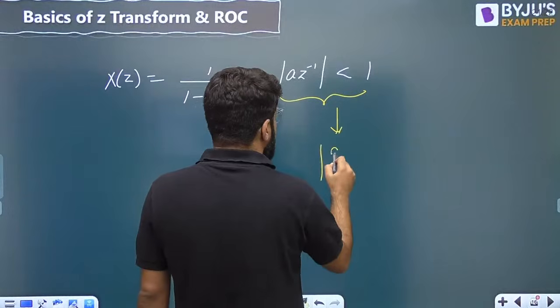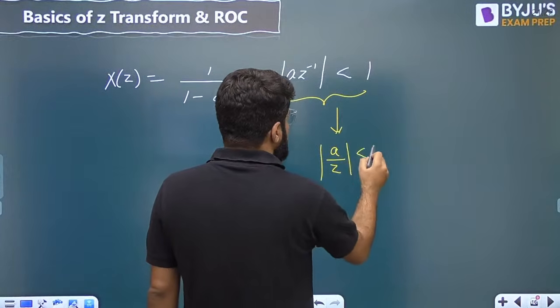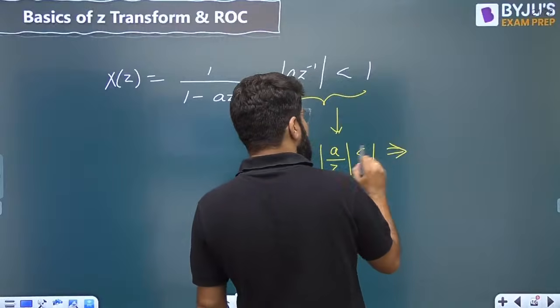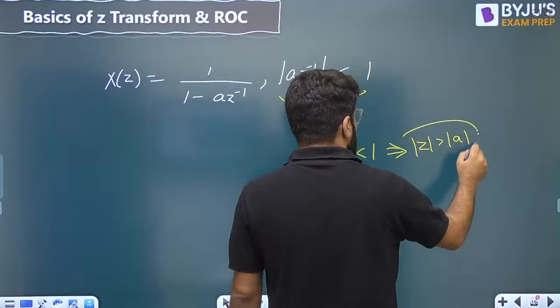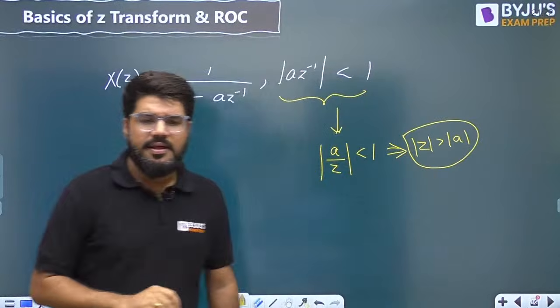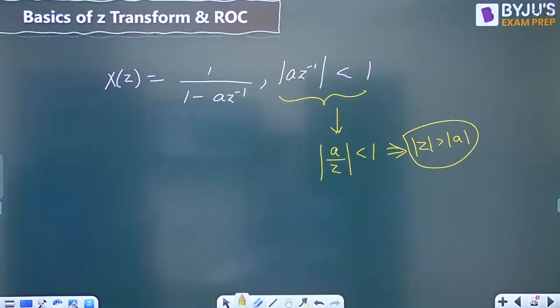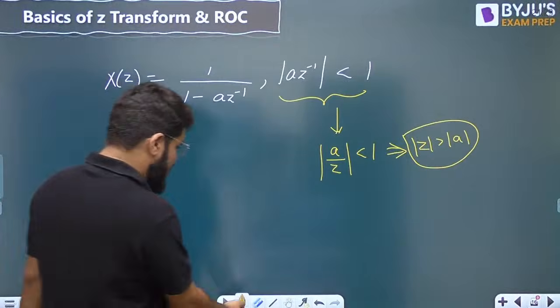Modulus of az inverse, that is modulus of a by z, should be less than 1, or vice versa. I can say mod a is less than mod z, or mod z is greater than mod a. Mod z greater than mod a. So what is the Z transform, guys? What is the Z transform?